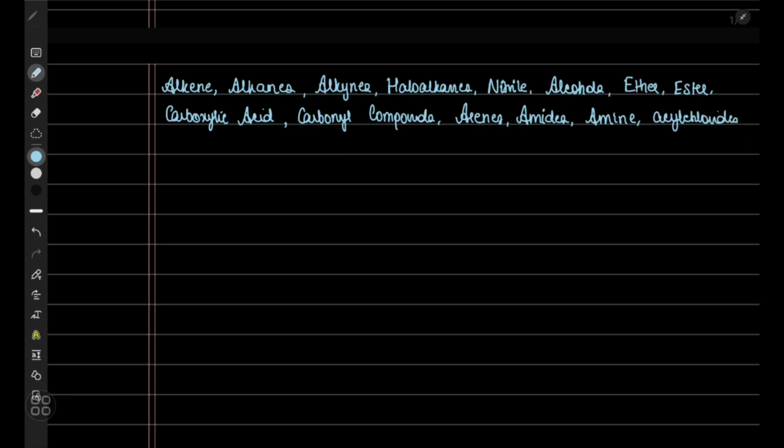Out of these series, arenes, amides, amines, and acyl chlorides are all A2. They're all part of A2 examinations. The rest are part of your AS. More importantly, alkynes and ethers, right? Both of these are not as such part of your syllabus, but they are on the outskirts of your syllabus. So I'll be discussing them as well.